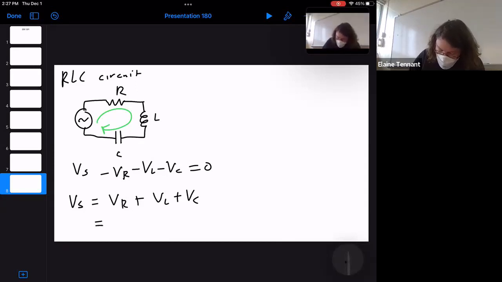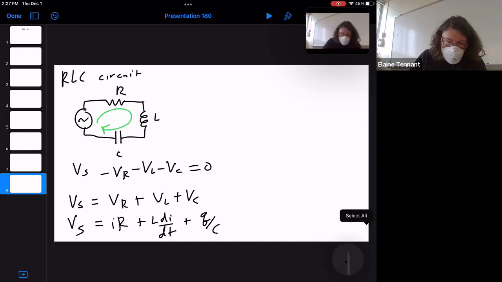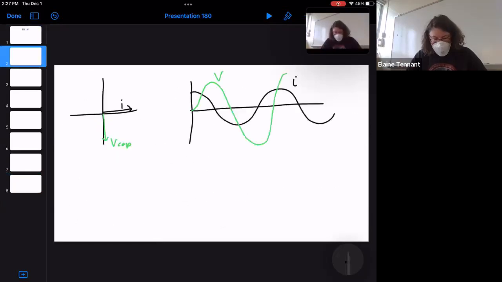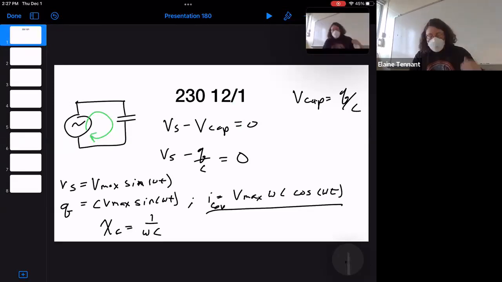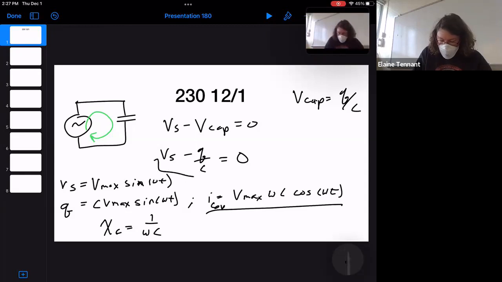Okay, so the source voltage equals all of these things. And then we can look at all of these things put together like this. So my source voltage equals this. And now remember, this is how we figured every little thing out. So this is how we got this current with just the capacitor. We had that equation.